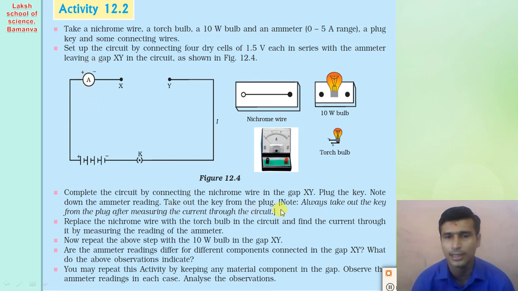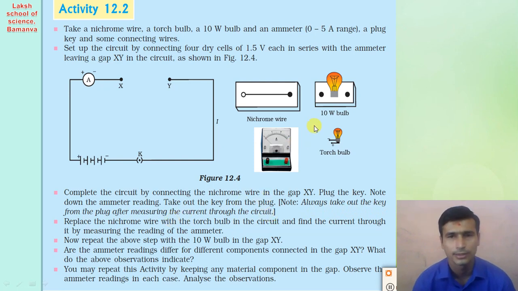Now take the key out of the plug. While we are connecting the other component, make sure that the plug is off, key is off, right. So take out the key from the plug. Always take out the key from the plug after measuring the current through the circuit.